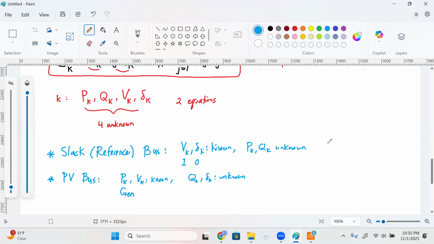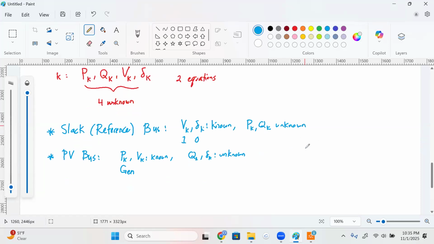Generators can regulate the voltage magnitude at their terminals using the excitation system and can also regulate the amount of active power injected into the system using the governor system. So both P and V can be controlled, and then Q and delta are the unknowns that can be solved using power flow. And then the last one, the third category, would be PQ bus. A PQ bus is going to be a bus for which active power, P of K, and reactive power are known, but then voltage magnitude and voltage phase angle are unknown.